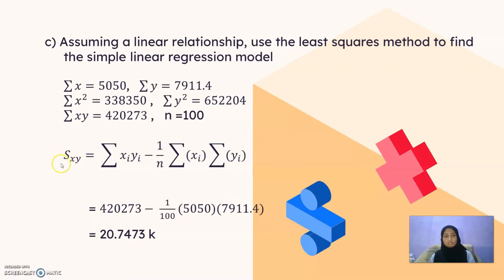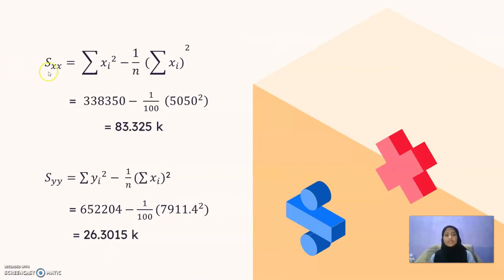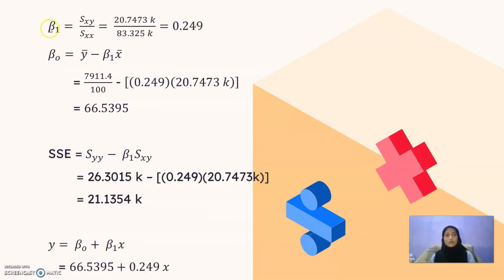This is the formula for Sxy. We just need to substitute all the data needed. After we substitute, we get the answer 20.7473k. Then this is the formula for Sxx. We substitute all these values, and the answer is 83.325k. Then this is the formula for Syy. The answer is 26.3015k.